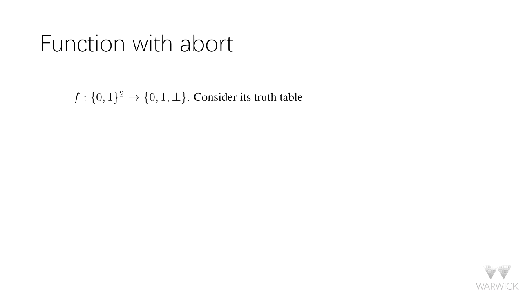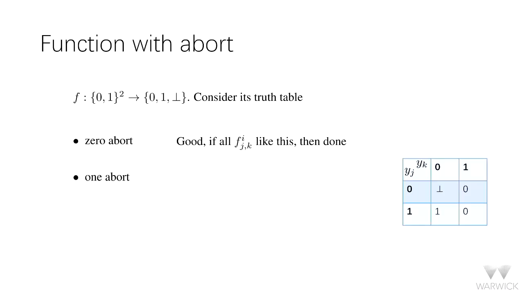We have the following observations about the truth table. So we can consider several situations according to the number of aborts in the truth table. Notice that if there are 0 aborts, then this is very good for us, because the decoding function does not abort, then it is a standard local decoding function. If there's only 1 abort, notice that for this case, we can have some fixing properties.